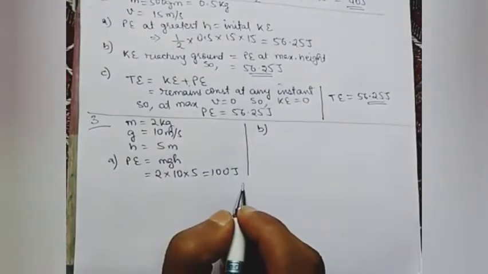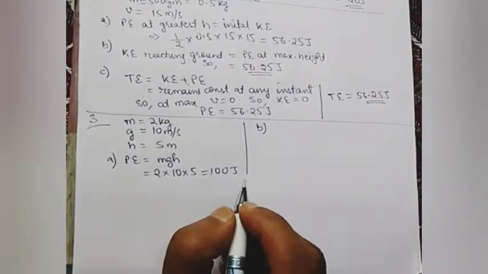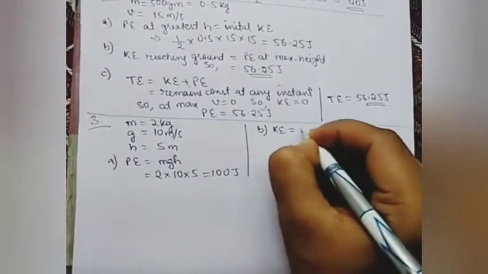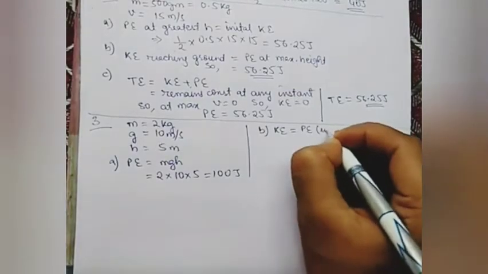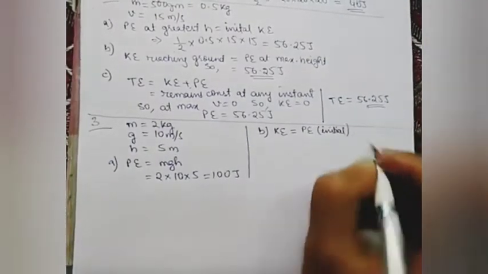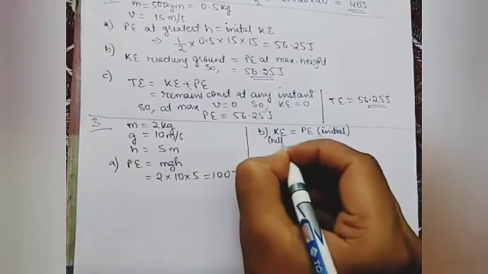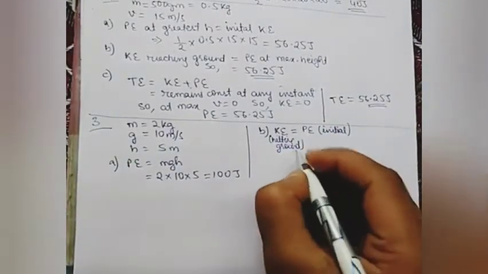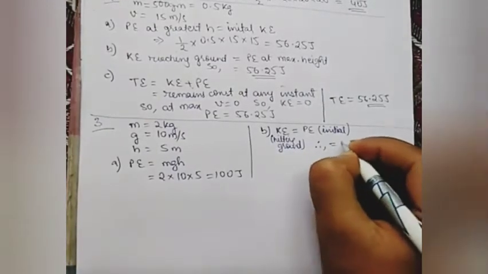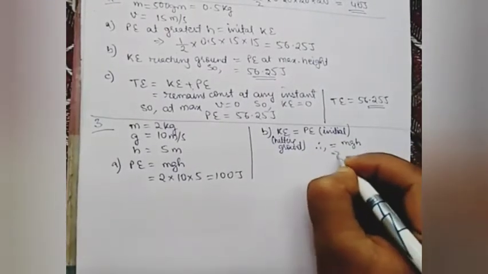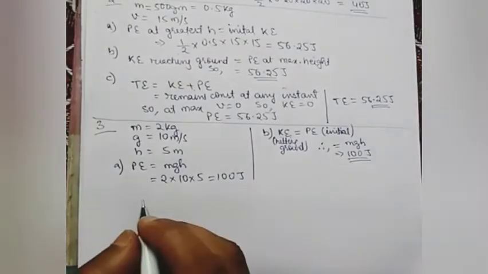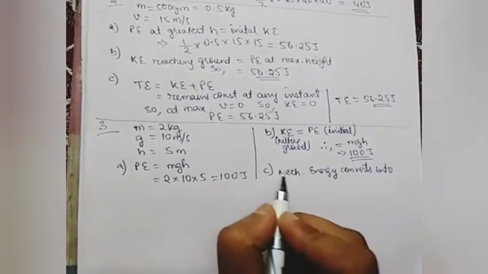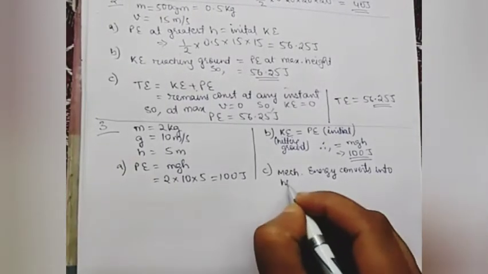B, kinetic energy of the ball just before hitting the ground. The kinetic energy just before hitting the ground will be equal to the initial potential energy. So that is therefore equal to again mgh, that is 100 joule. C, the mechanical energy converts into heat and sound energy.